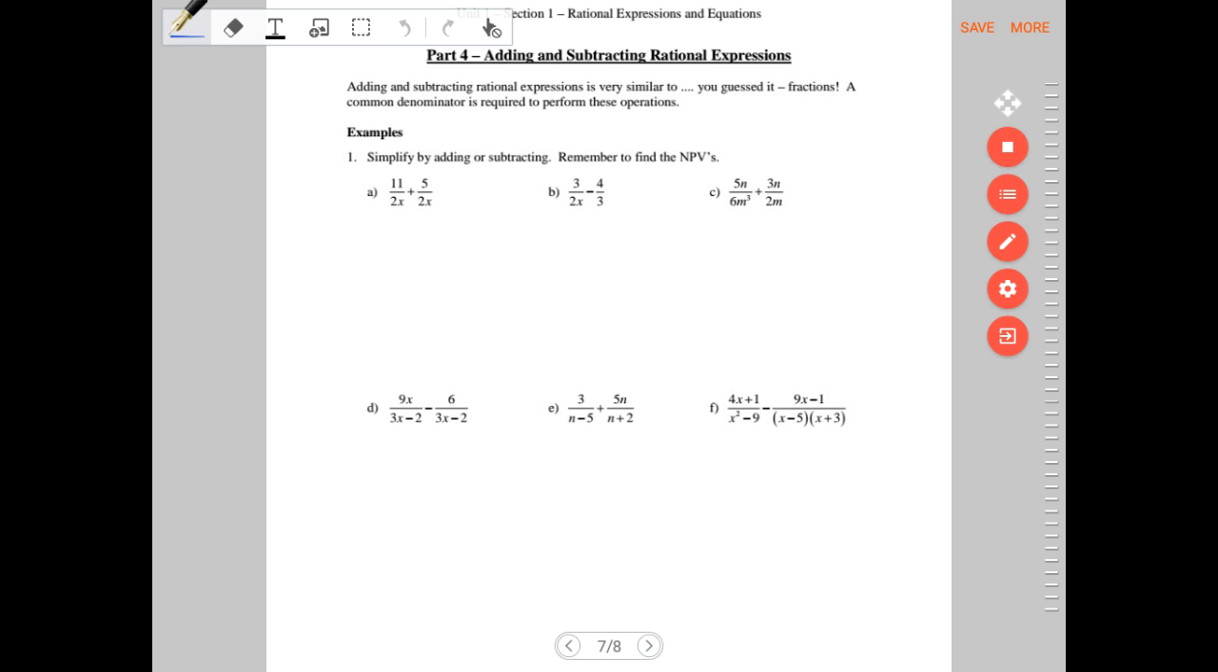Remember, I always start from easy questions and work into difficult questions. If you notice, the very first question, part A, has the same denominator. So all I have to do is add the tops. 11 and 5 is 16 over 2x. Don't forget to simplify your answer if possible. In this case, 2 goes into 16 8 times, so that simplifies to 8 over x.